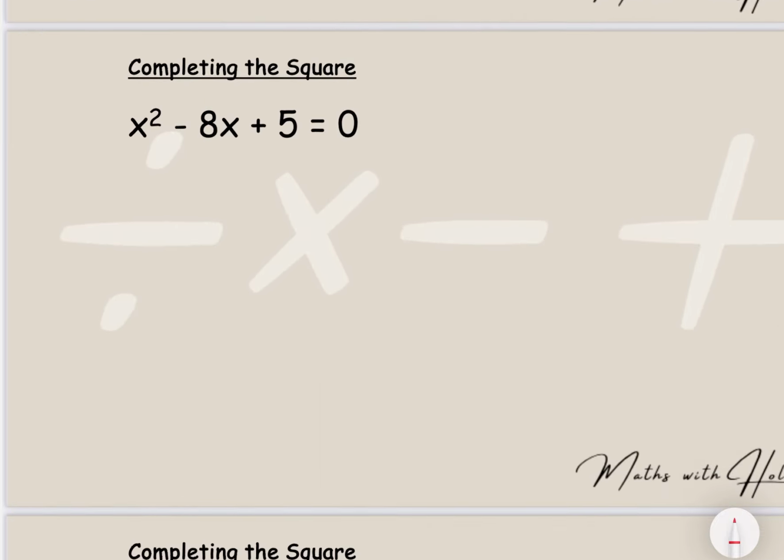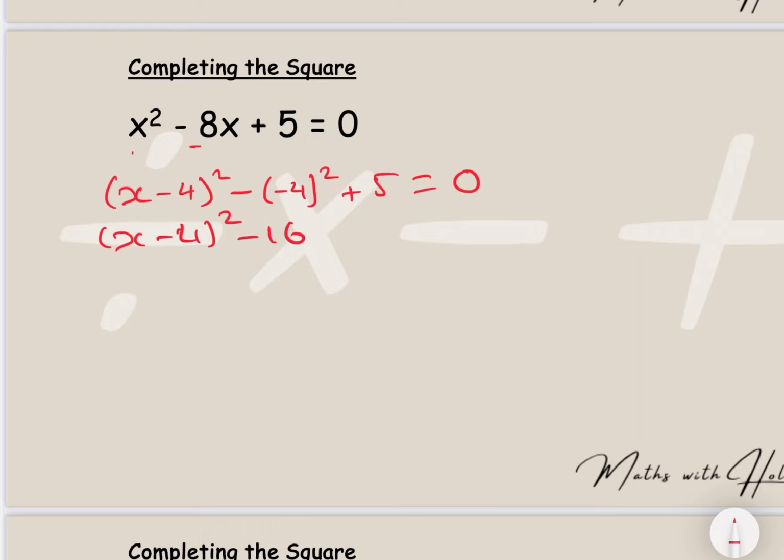So step 1 is we are going to halve this coefficient. So x minus 4 squared. Then we have to subtract negative 4 squared. And then don't forget about that 5. So we should have on that next line, negative 4 squared is 16. So it'll always be a subtraction because when you square any number, it's positive anyway. And then plus 5 is 0. So x minus 4 squared, negative 16, add 5 is negative 11.